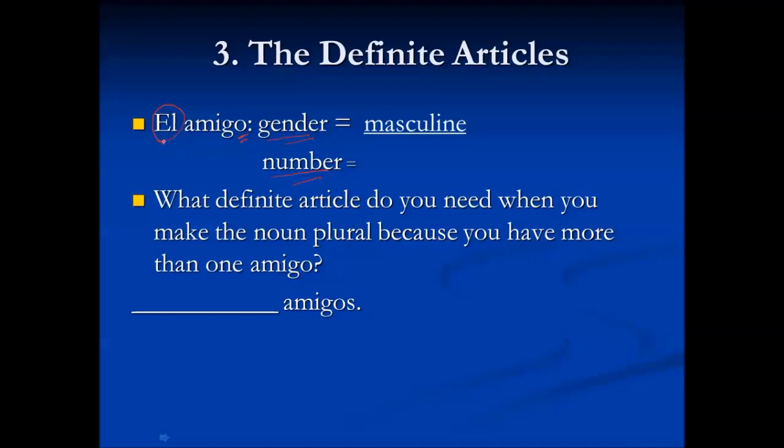So once again, we look at the article, which is el. That el is a singular article. Then we look at the ending again. It's only o, there's no s on to it. So we know that it is singular. So looking down below at amigos, which article are we going to use? So we know that it is masculine because it ends in an o, and also it's plural because it ends in an s. So we're going to say los.